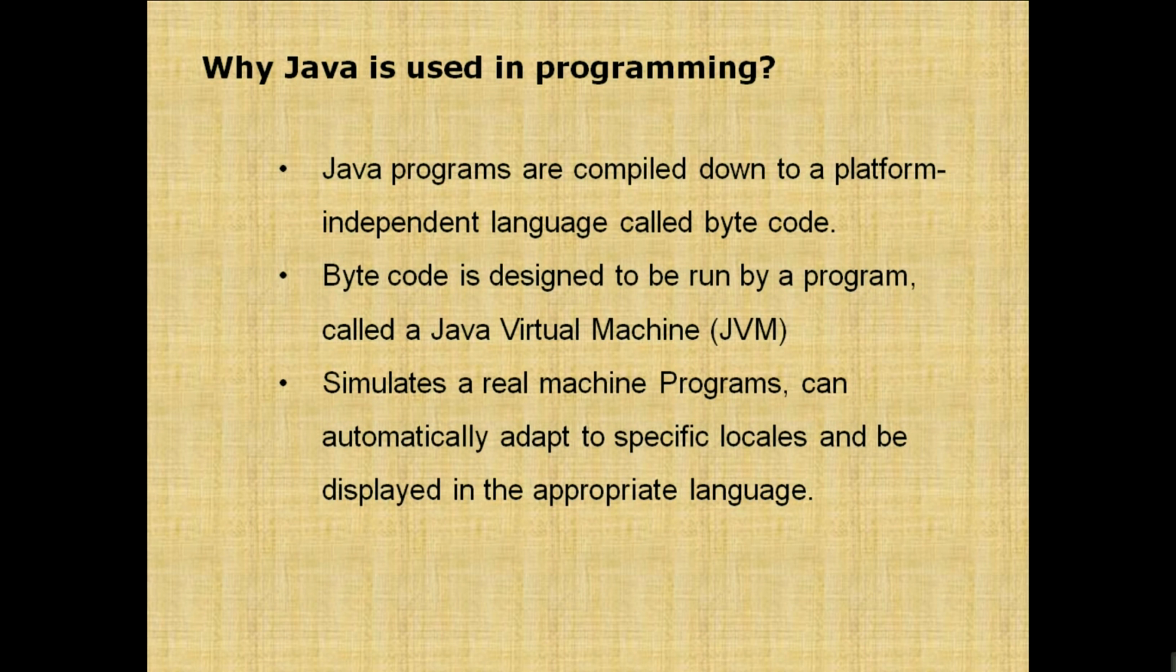Why is Java used in programming? Java programs are compiled down to a platform independent language called bytecode. As we discussed in earlier slides, this is the platform independent, write once, run anywhere concept. Bytecode is designed to be run by a program called a Java virtual machine.